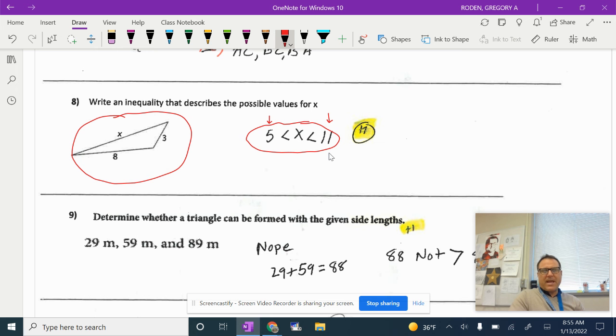Okay, some of you put 8 right here. It can't be 8. It can be bigger than 8. It just can't be bigger than 11. So that was the main mistake, is some people put 8. A lot of you had the 5, but some of you put 8. It should be 11 because you got to add the 8 and the 3 to get 11.